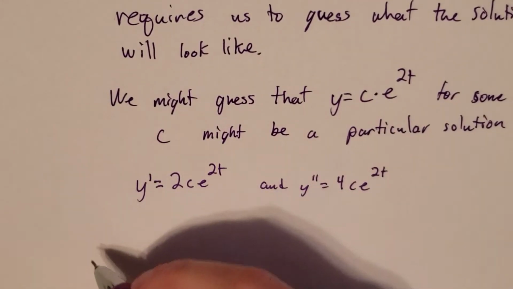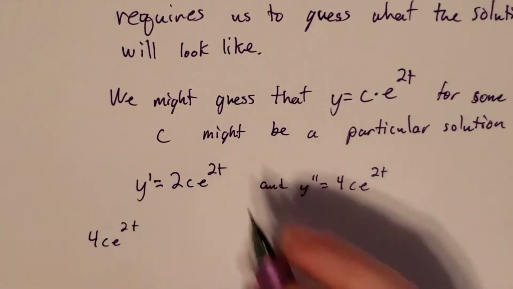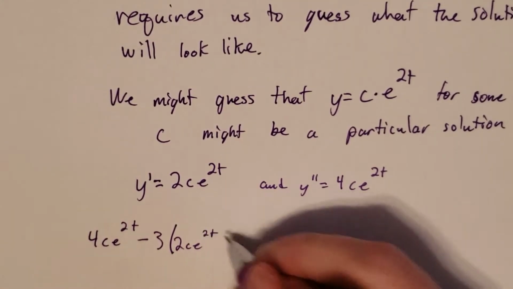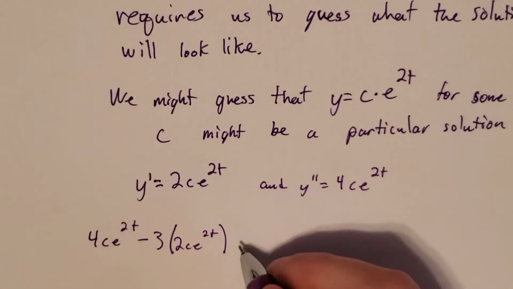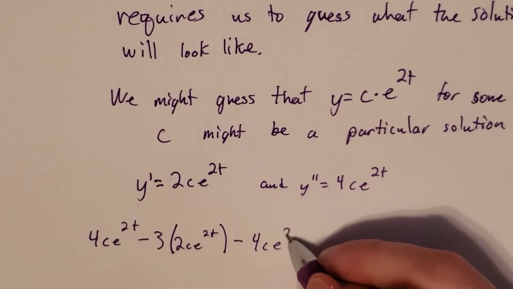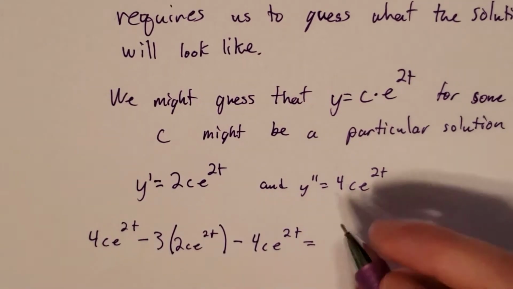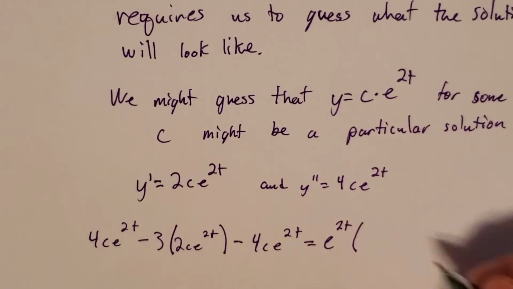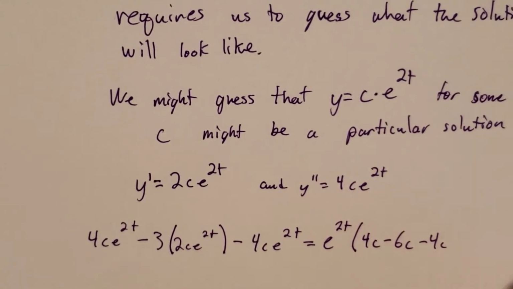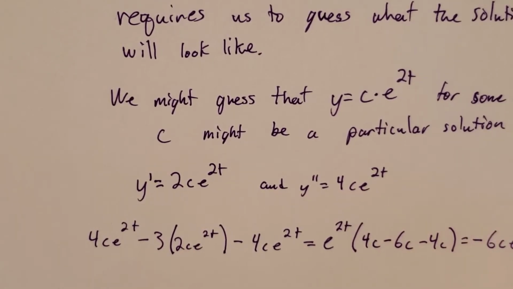So we plug that in, so we get y double prime, which is 4c e to the 2t, minus 3 times y prime, which is 2c e to the 2t, minus 4 times y, which was c e to the 2t. All right, so if we factor out e to the 2t here, we get e to the 2t times 4c minus 6c minus 4c. And all of that is equal to negative 6c e to the 2t.